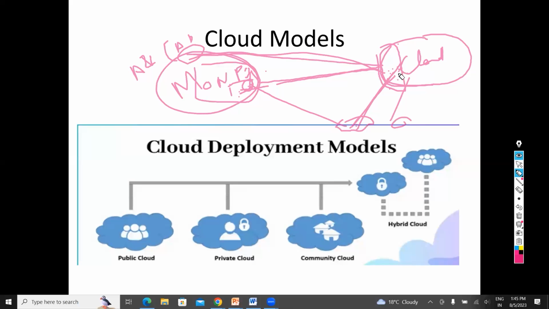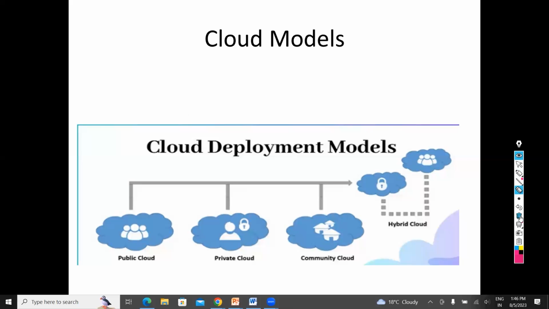The last term is community cloud. So what is community cloud? Community cloud is when a group of companies build one common data center.